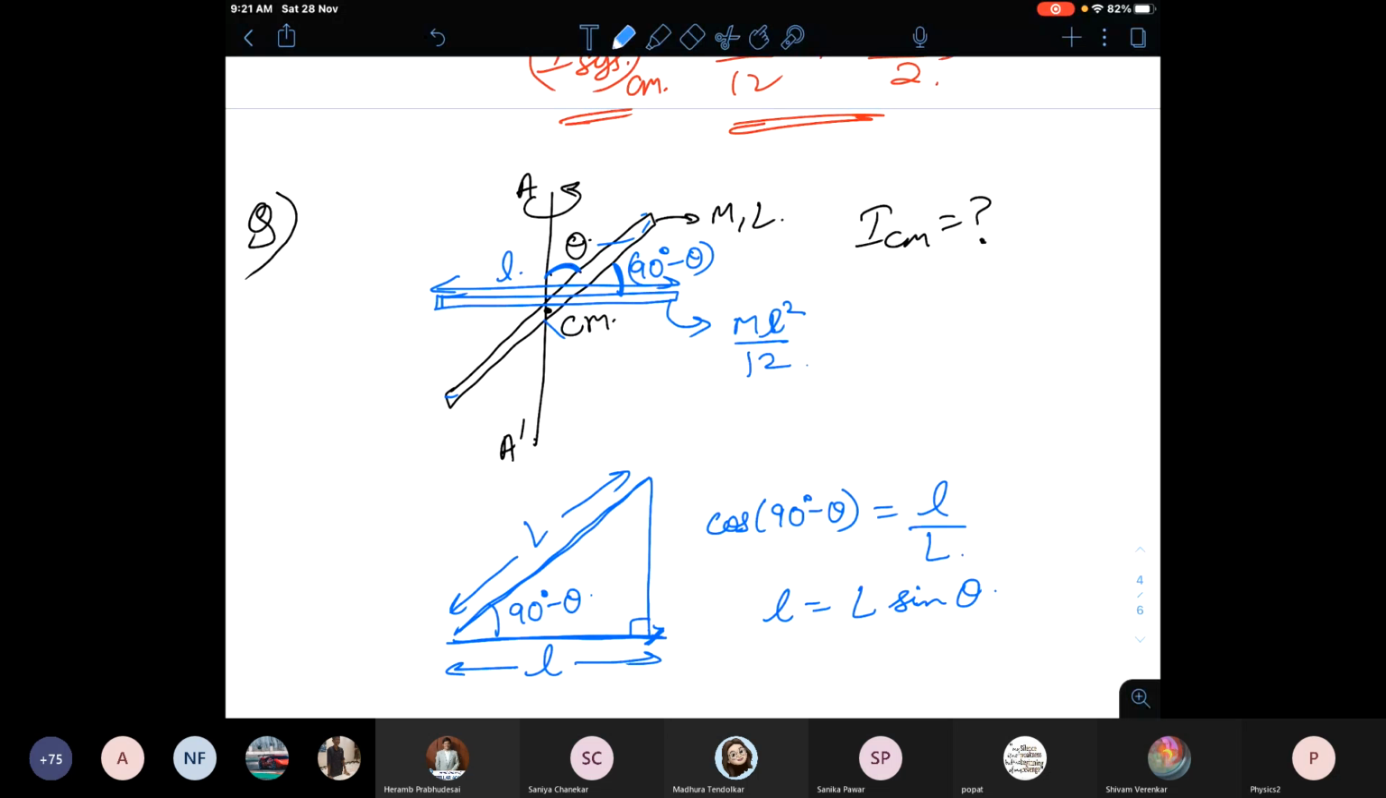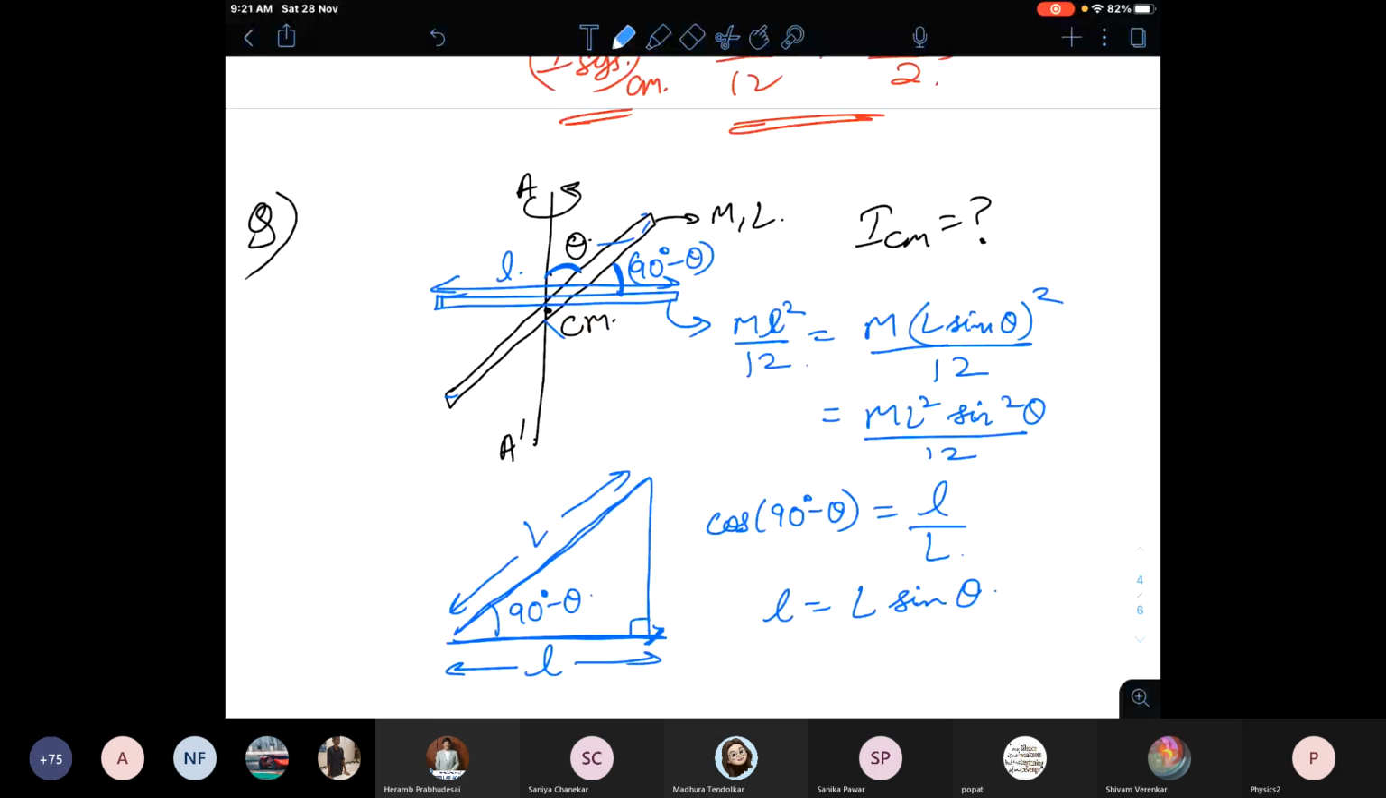So what we can say is that the moment of inertia of this component, this element, this part, will be m (L sin theta) whole square by 12. So this comes out to be m L square sin square theta by 12. This is the moment of inertia of this component.